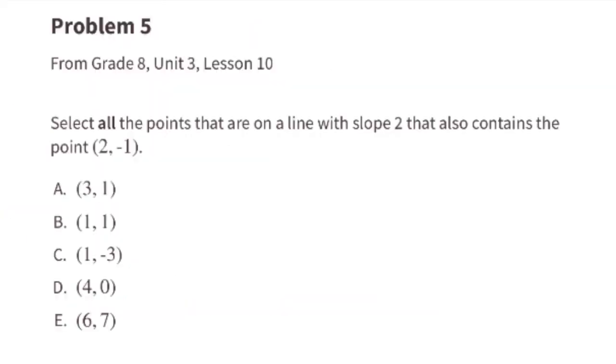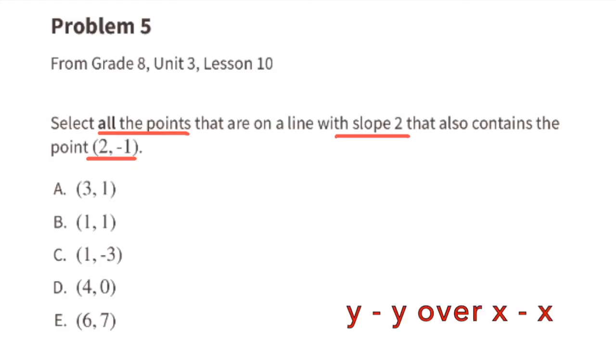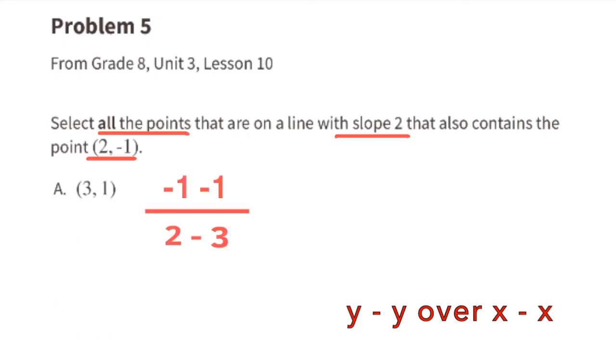Problem number 5, from 8th grade, Unit 3, Lesson 10. Select all the points that are on a line with slope 2 that also contains the point 2 and -1. Let's use the difference of the y values divided by the difference of the x values, or y minus y over x minus x.